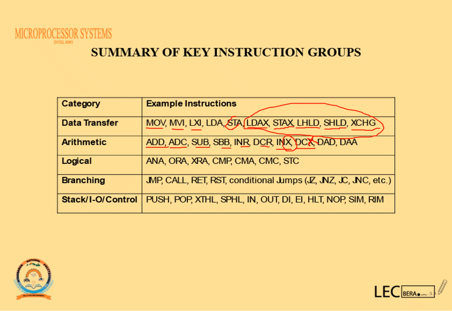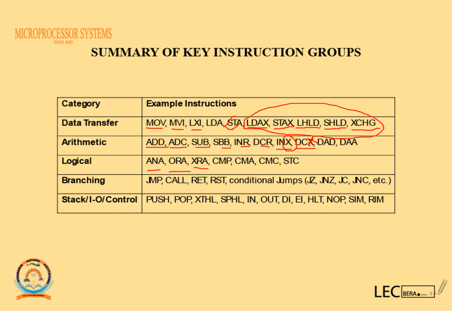And then so the story continues. So we have logical instructions. These are ANA. So this is you AND a register with what is inside the accumulator. You OR a register with what is inside the accumulator. This is XOR of what is inside the register with what is inside the accumulator.